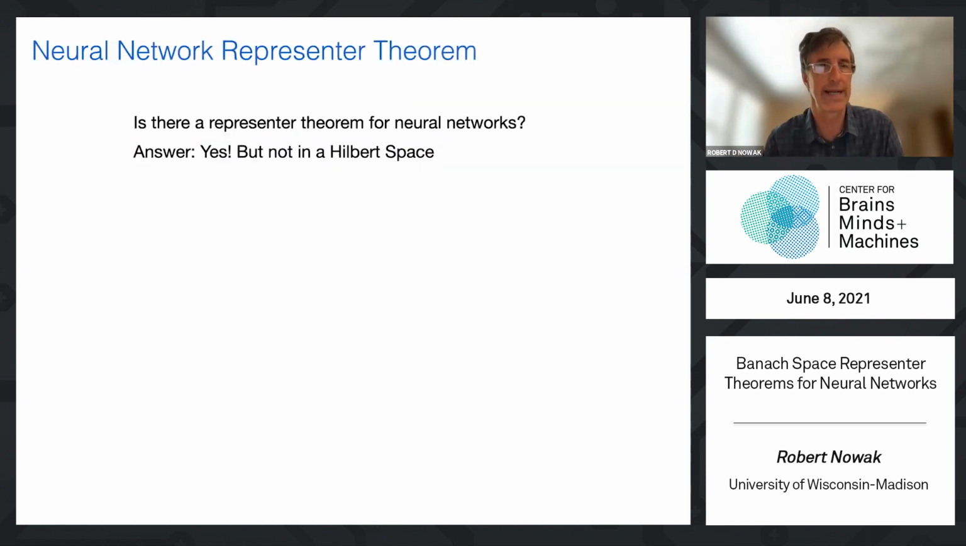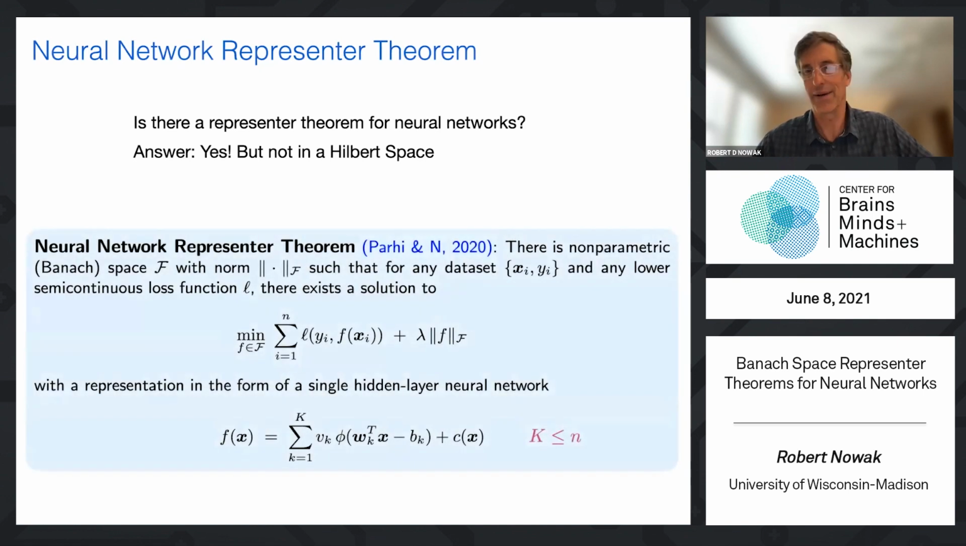So what Rahul and I set out to do is we were interested in this question: is there a representer theorem for neural networks? And the answer is yes, but unfortunately, or maybe fortunately, depending on how you think about it, it's not in a Hilbert space. For people who don't know the differences between Hilbert spaces and non-Hilbertian Banach spaces, maybe it's not so important, but it's a different class of function spaces. I'll explain what these function spaces are, but they are not reproducing kernel Hilbert spaces is the important message.